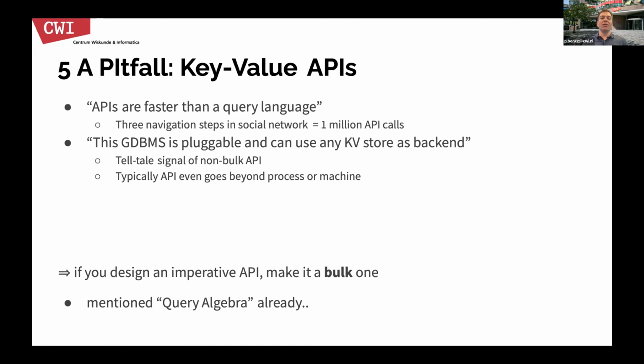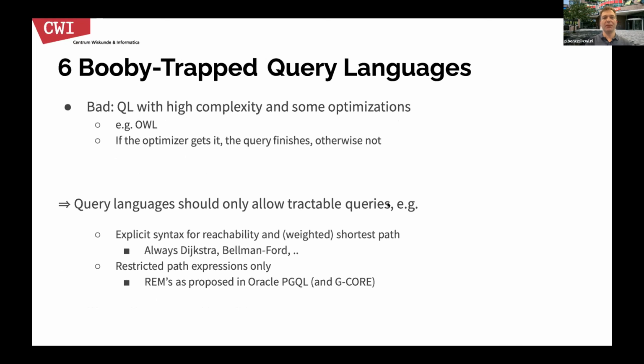So if you want to design an imperative API for your graph system, make it a bulk one, where a single command actually does a whole 1 million iterations. I did mention the word query algebra in the previous slide, because then you basically have a query algebra if that is your API, your imperative API.